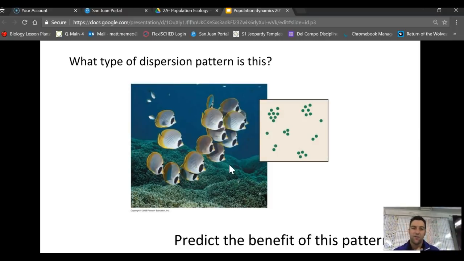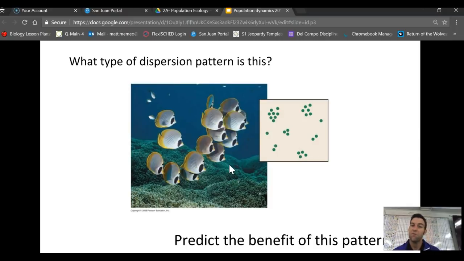Now, this is one of our target questions as well in that same target. So when we look at clumps, and we look at these fish, we have to think about why they would group themselves this way. One of the main reasons we see clumped, which is the most common dispersion pattern in nature, is for protection, especially for those prey organisms, the ones that get fed upon. They're going to be able to protect themselves.